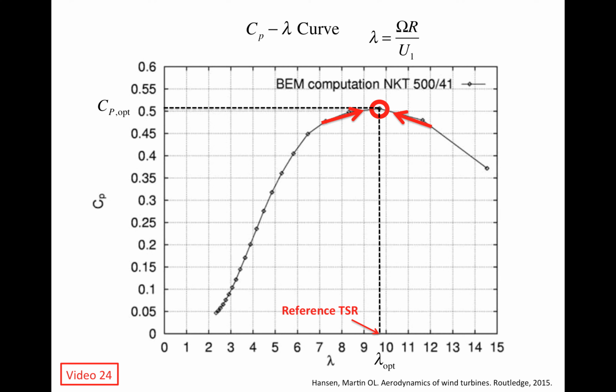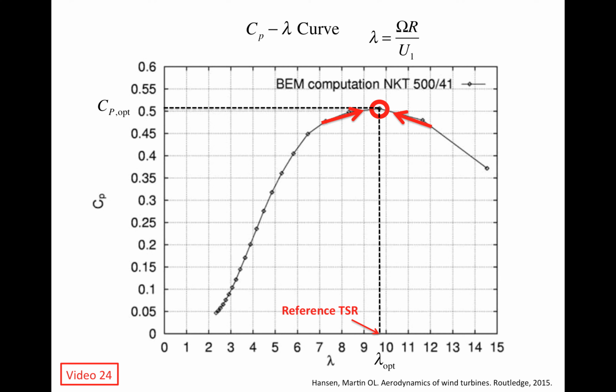It will try. It will pitch the blades in one direction first, and see if the power coefficient increases or decreases. If the power coefficient decreases, then it means that it has pitched the blade in the wrong direction, and then it will pitch the blade in the opposite direction. So if the blades are pitched in the correct direction, the angle of attack will gradually return to the optimal value.